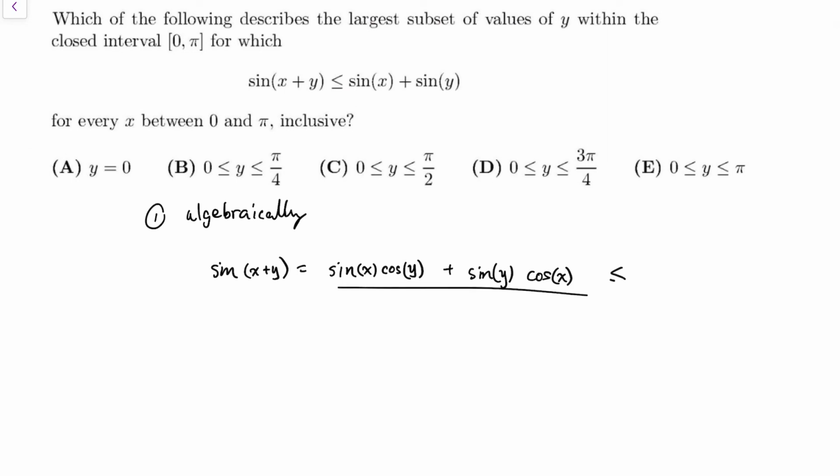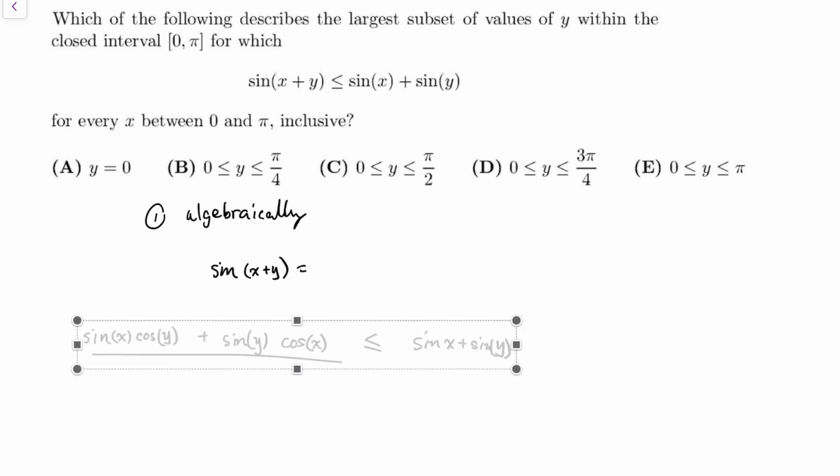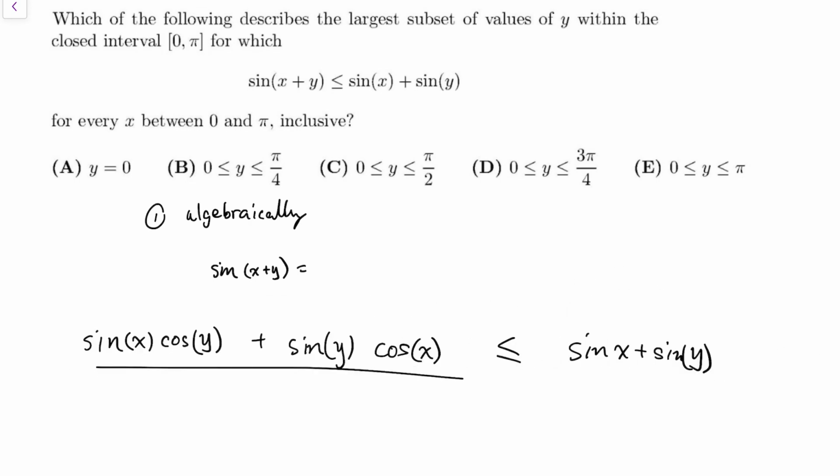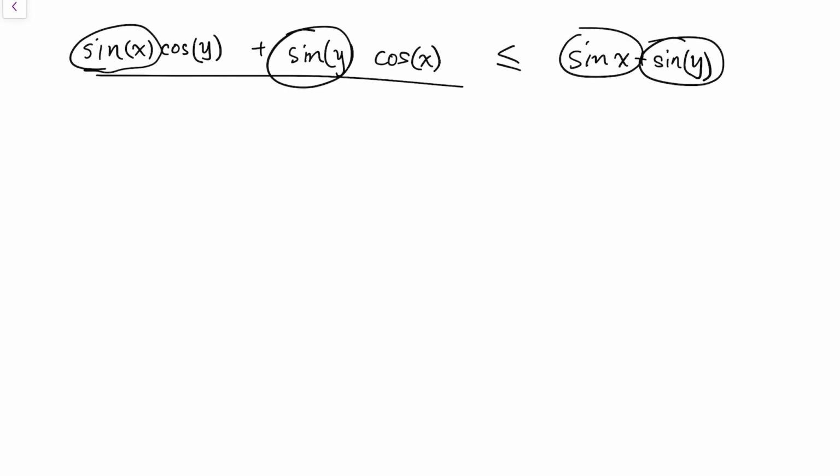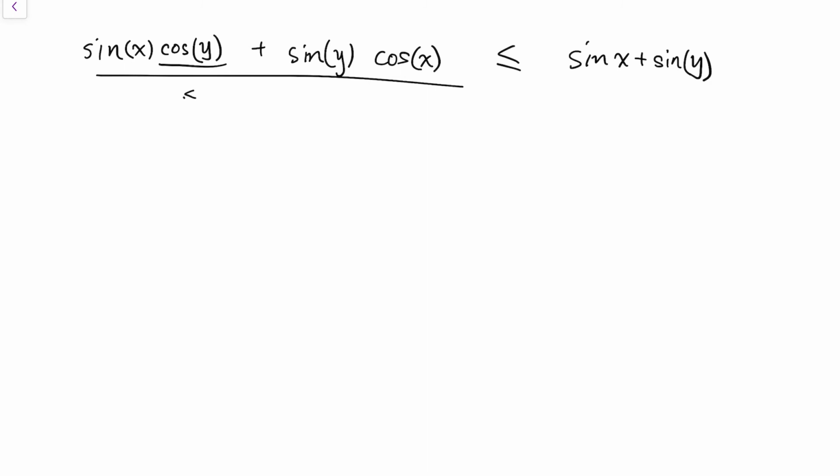So just comparing this with sine x plus sine y. Immediately we can see that sine x matches, and sine y also matches. For the value on the left to be smaller than or equal to the value on the right, cosine y has to be smaller than or equal to 1, as well as cosine x smaller than or equal to 1. We're just trying to figure out the range of y where cosine y is smaller than or equal to 1.